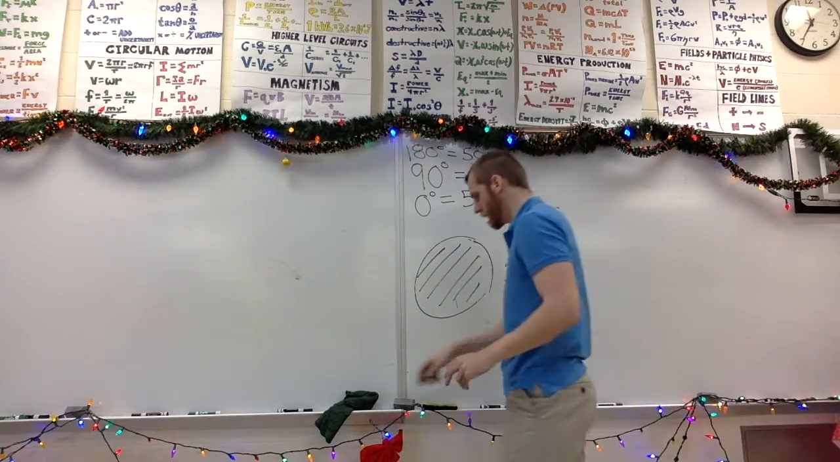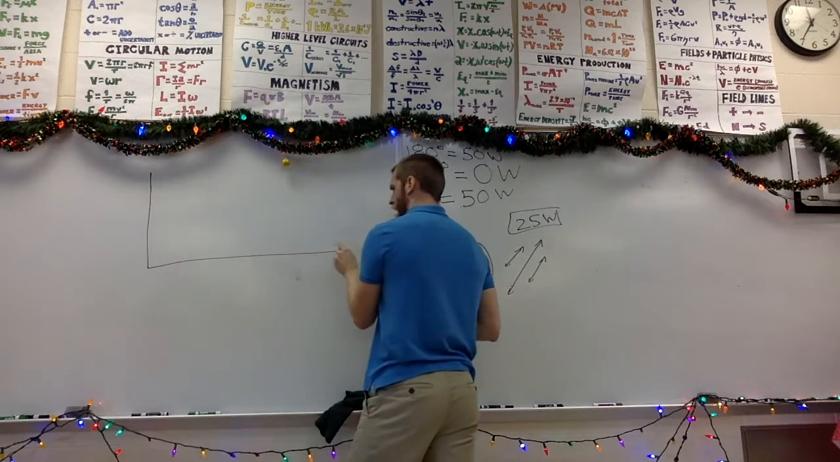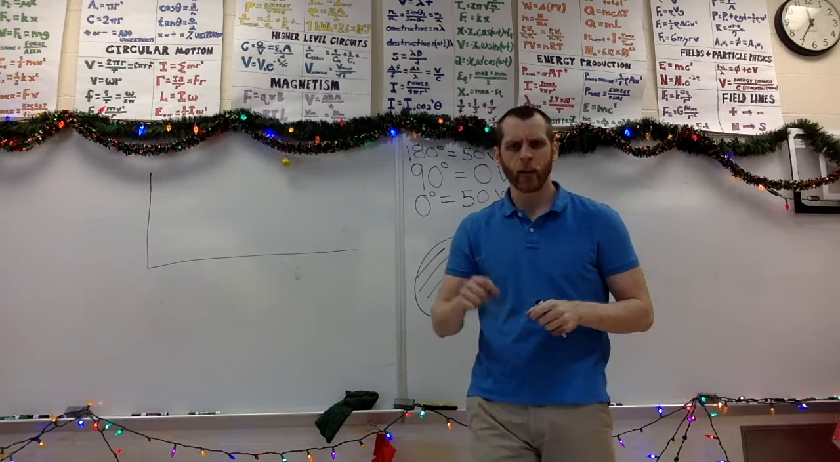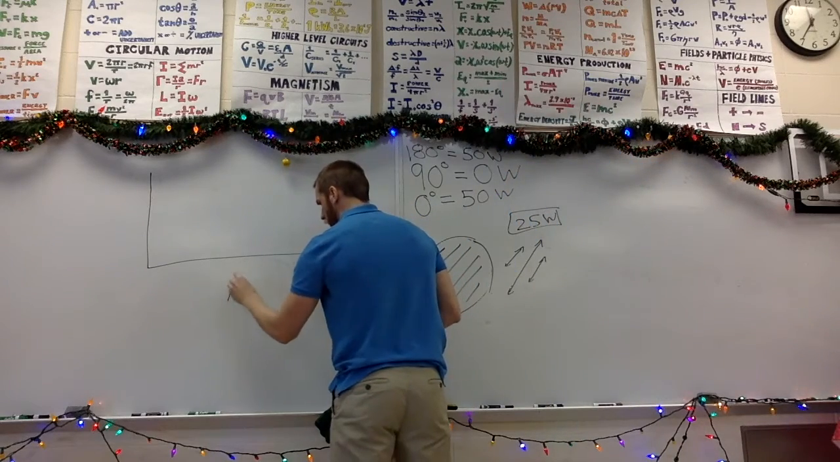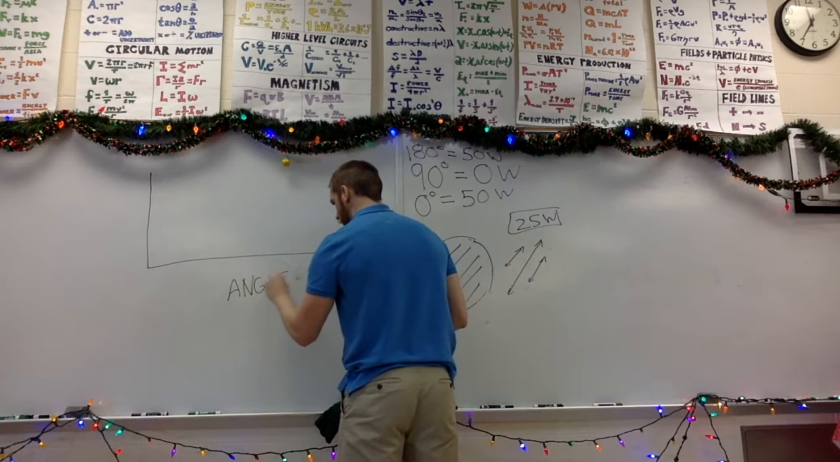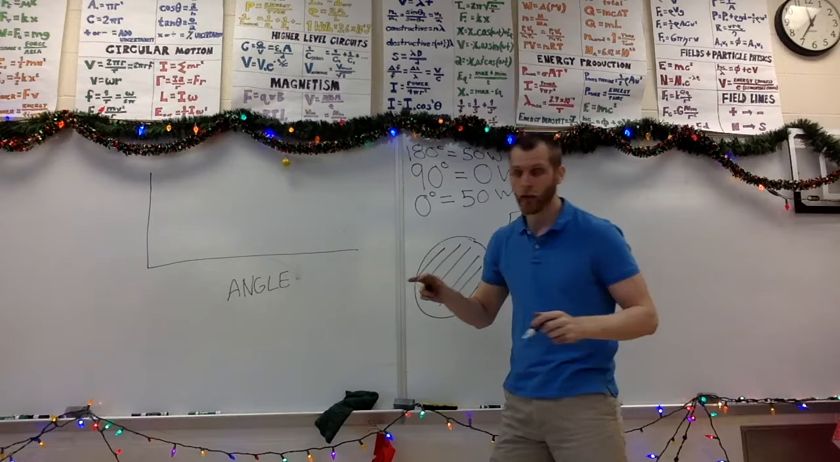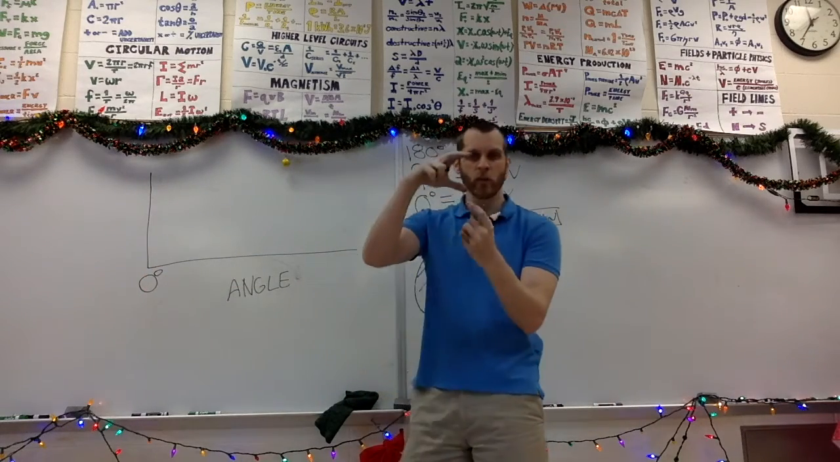Let's sketch it out. Let's make a little graph here, and let's label these axes. On the x-axis, let's label that angle. What's the angle between those two polarizers? And let's get some relative data points here. We can do 0 degrees. There's no rotation between the two polarizers.